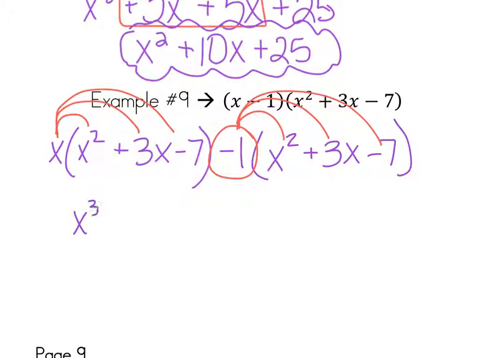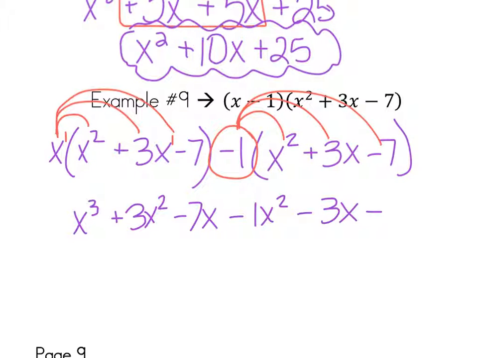X to the third, because remember this is the first power, plus 3x squared, again because that's also to the first power, minus 7x. So this here became this there. Moving forward, we have minus 1x squared minus 3x plus 7. So this became that. Now I need to just check for like terms, and I do have some.